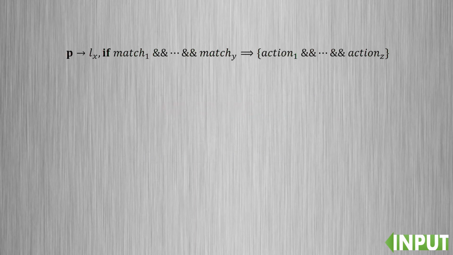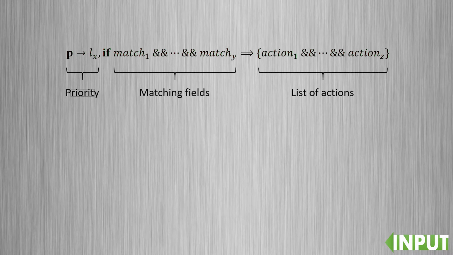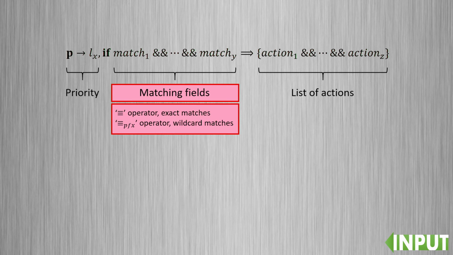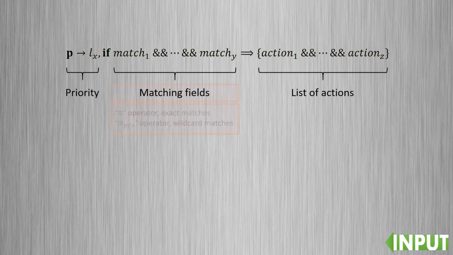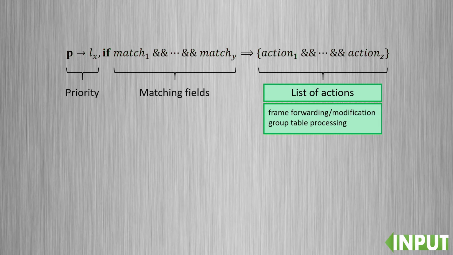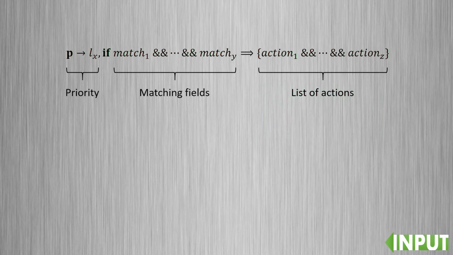The OpenFlow rules are expressed in this way. As regards the rule priority, lower X values indicate higher priorities. Exact and wildcard matches are represented with the operators equivalent and equivalent prefix respectively. The latter is intended for masks hitting the overlay and/or center IDs. The corresponding actions can either be frame forwarding, modification, or group table processing for flooding and more complex forwarding semantics. Note that all rules in the MCO mechanism are meant to be placed in table 0 of OpenFlow switches.